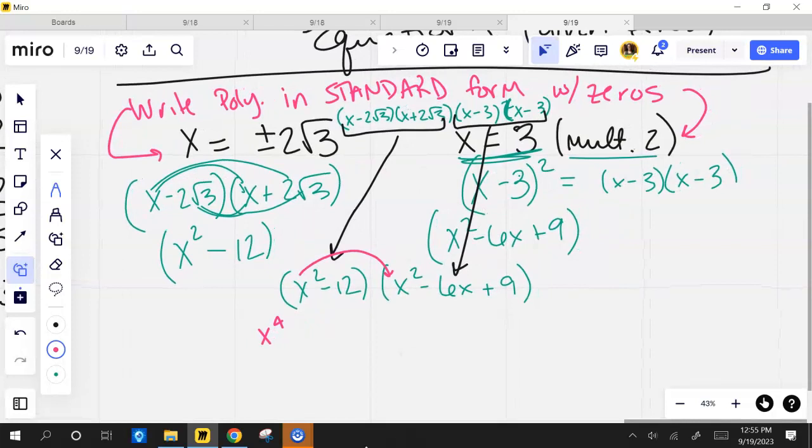And it said write the polynomial in standard form with the zeros, x equals this and x equals this. So I got x to the fourth minus 6x cubed plus 9x squared. Now go to the next term. Minus 12x squared plus 72x minus 84. Right? Now I'm in 108. Oh my gosh, I did it wrong. Oh my god.